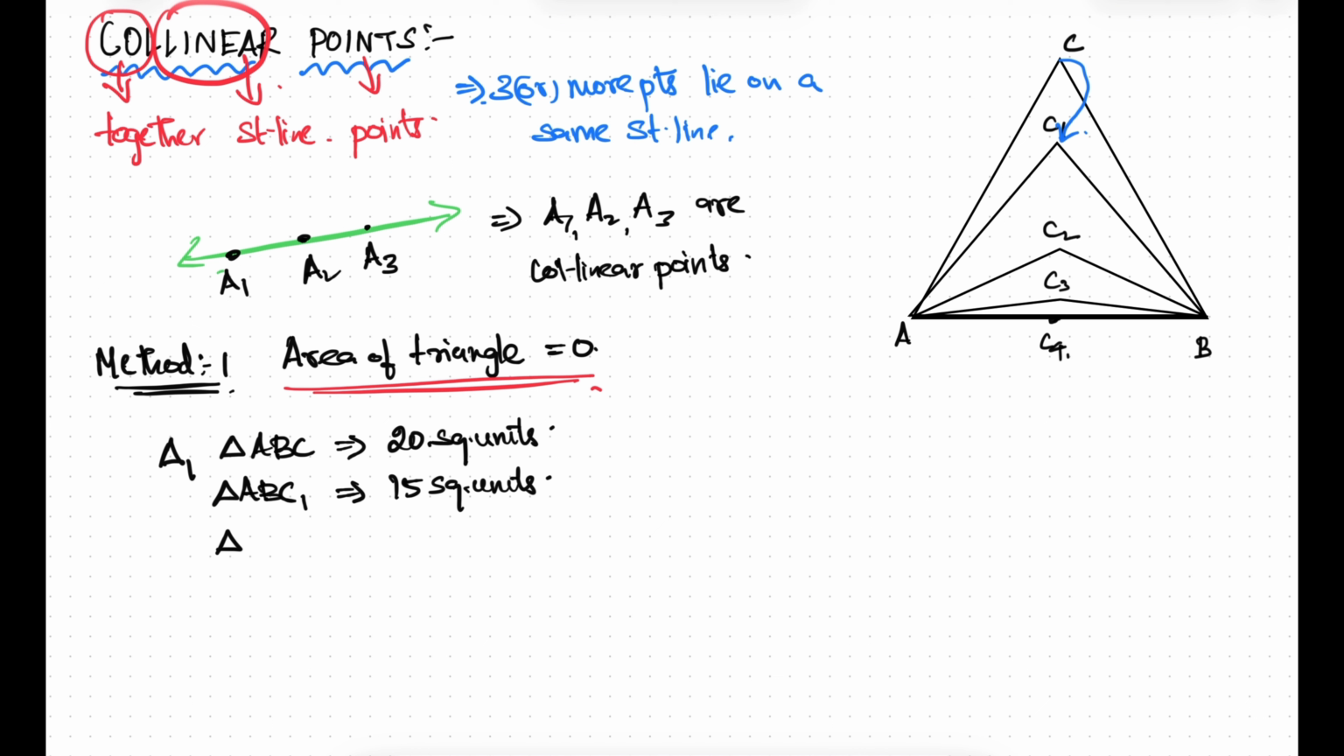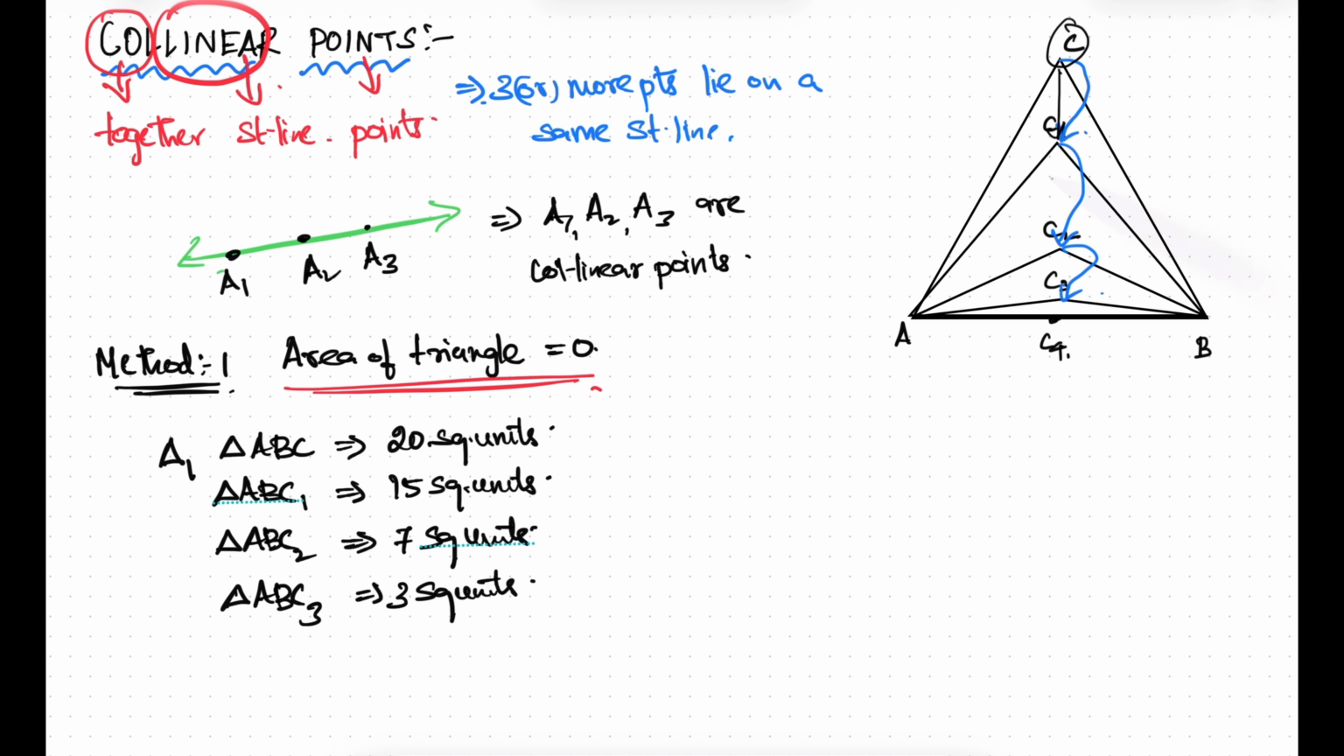Similarly, when I bring C1 down to C2, the area of the triangle ABC2 would now be around 7 square units. These are just random numbers. Now if I bring C2 to C3, the area of the triangle ABC3 is going to become around 3 square units. So it is quite evident that when the vertex C gets lower and lower, the area of the triangle gets reduced, and at one point it is going to fall on the line segment AB itself, giving the triangle ABC4.